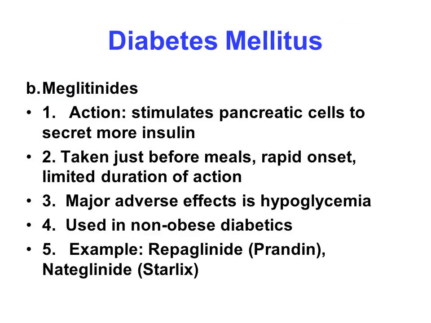Diabetes mellitus. B. Meglitinides. 1. Action: stimulates pancreatic cells to secrete more insulin. 2. Taken just before meals, rapid onset, limited duration of action. 3. Major adverse effect is hypoglycemia. 4. Used in non-obese diabetics. 5. Example: repaglinide, Prandin, nateglinide, Starlix.